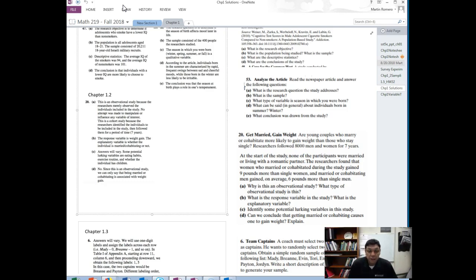And then D, can you conclude that getting married or cohabitating causes one to gain weight? Whatever your personal opinion is in this case, it has to be based off of the data. And in this case, we would say no, since it's an observational study. We can only say that married or cohabitating is associated with weight gain. We cannot say that it actually causes it, right? An observational study doesn't allow us to draw those full conclusions that it is really the effect that causes that. That's it.